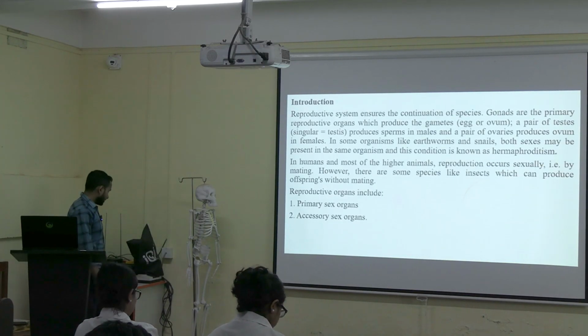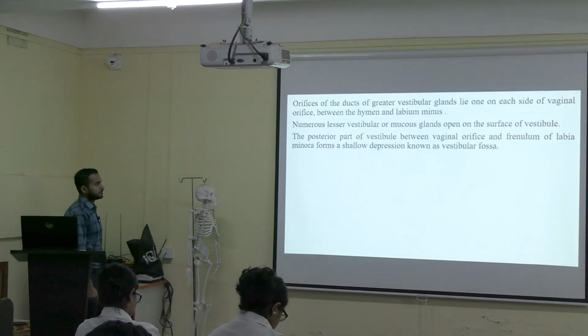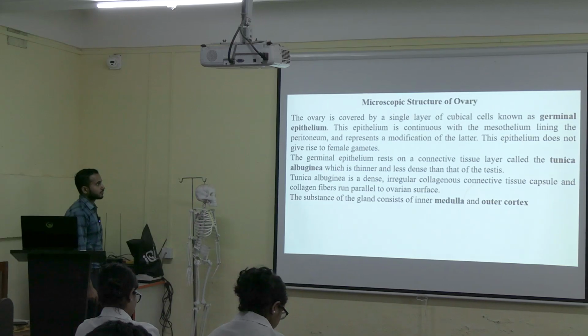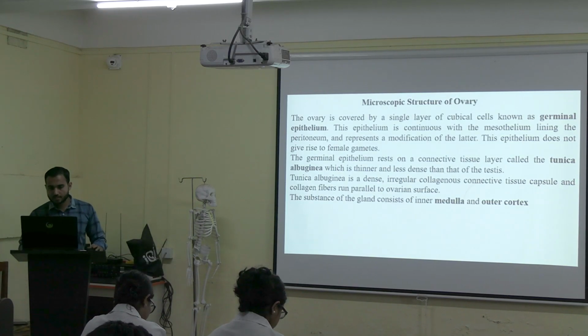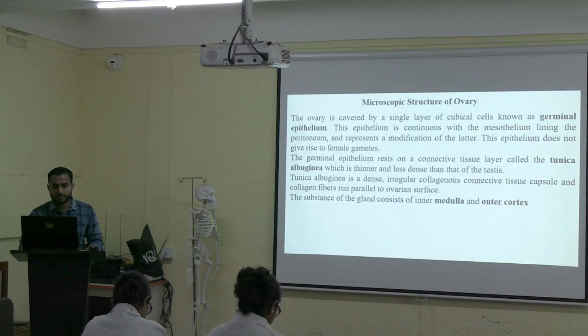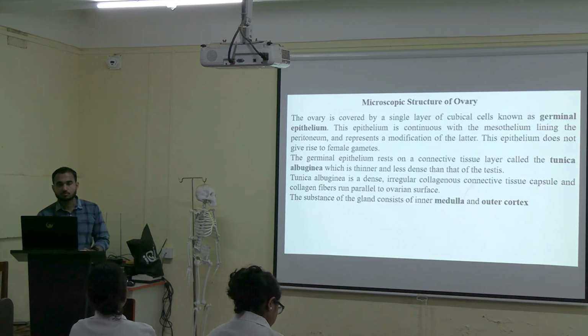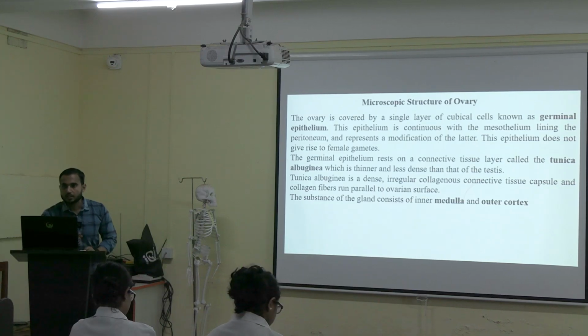Next, this is all about the male reproductive system. In the female reproductive system, the microscopic structure of the ovary is there. So, what can you expect inside the ovary? What will be present inside the ovary? The microscopic structure of the ovary is very simple, but there are some differences from the testis.